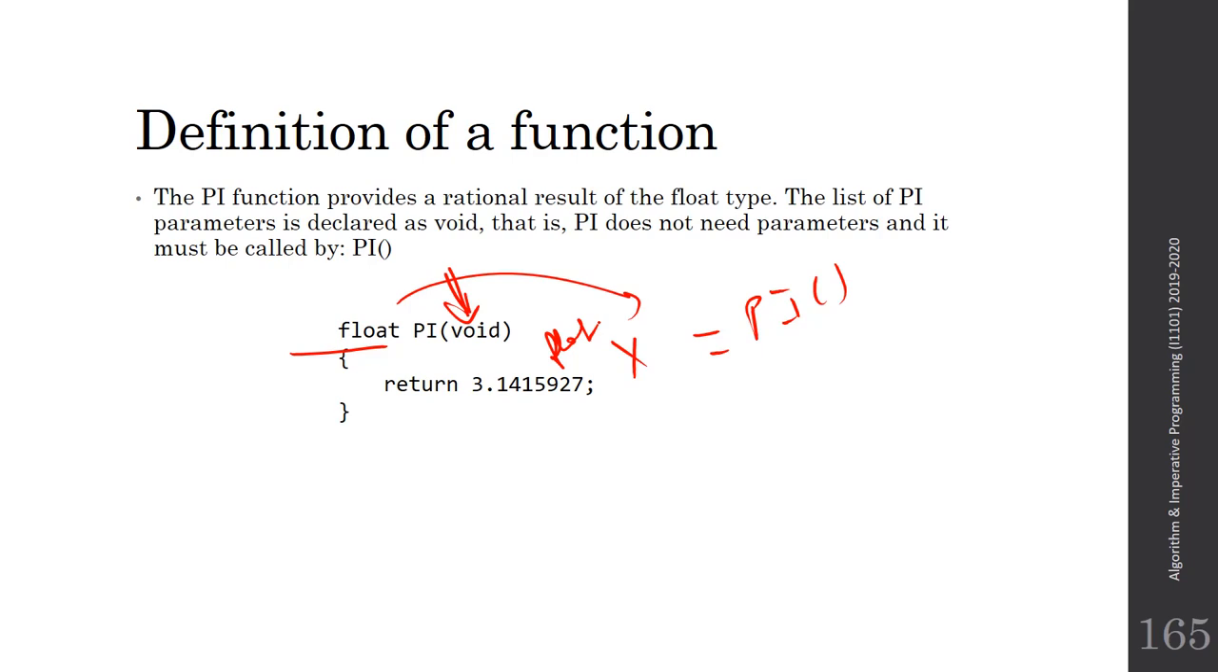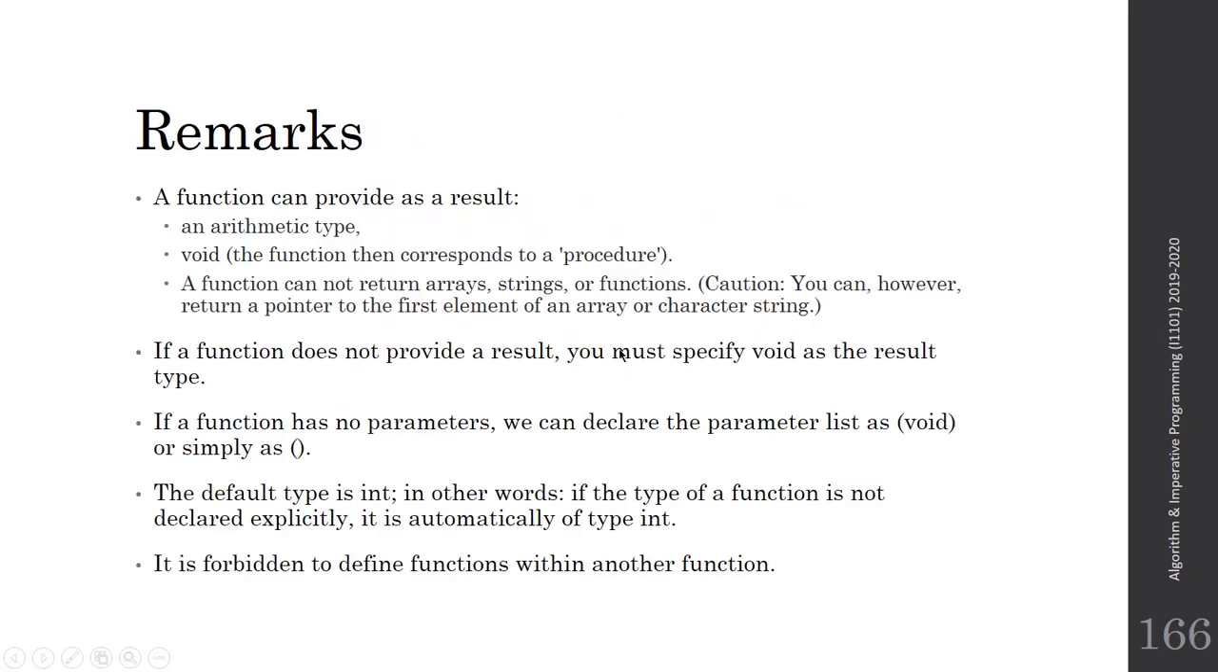So let's move on. We have some remarks. A function can provide a result of an arithmetic type: int, float, double. It could be void, like our printing functions, or the one that we have done earlier. A function cannot return arrays, strings, or functions. This is very important. So a function doesn't return arrays or strings or functions. We can return a pointer to an array or character string. We see that in the second year.